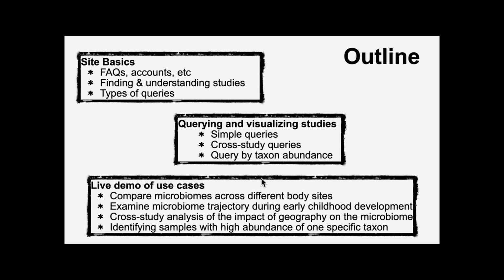And then just to highlight that when we do these queries, we'll be doing them in a way that illustrates some key use cases that you might come to the database with. And these are driven by biologically motivated questions, right? How do we compare microbiomes across different body sites? How do we examine the microbiome trajectory during early childhood development? How can we look at the impact of geography or country of origin on how the microbiome changes during early childhood? And then can we identify samples with high abundance of one specific taxon?